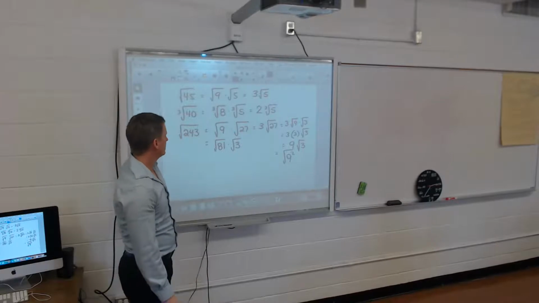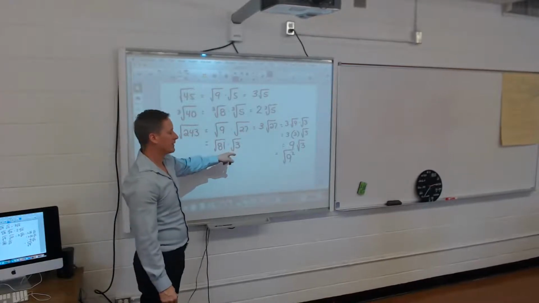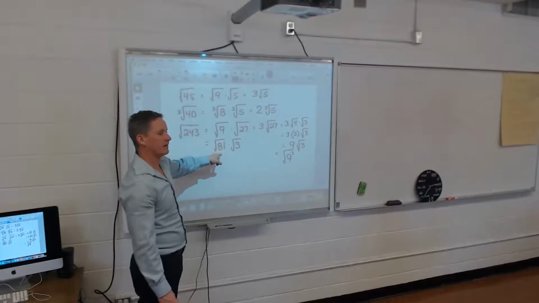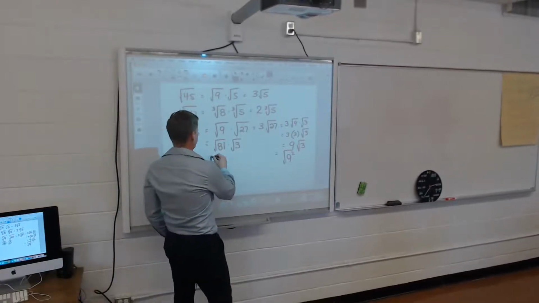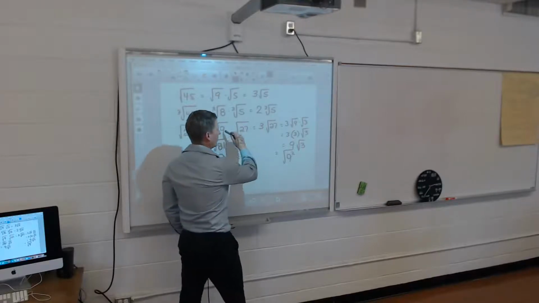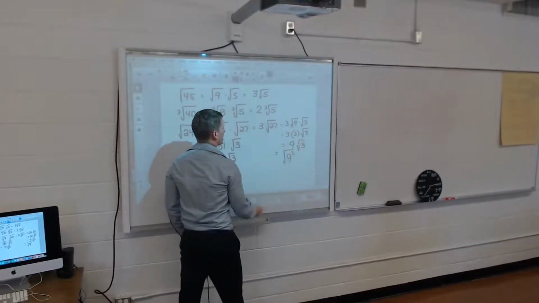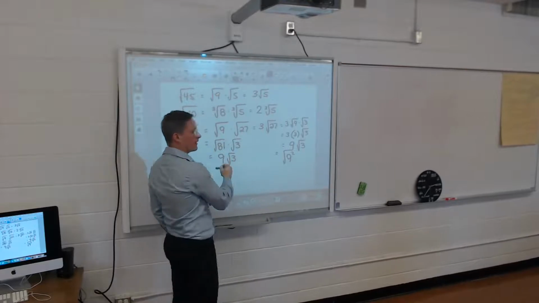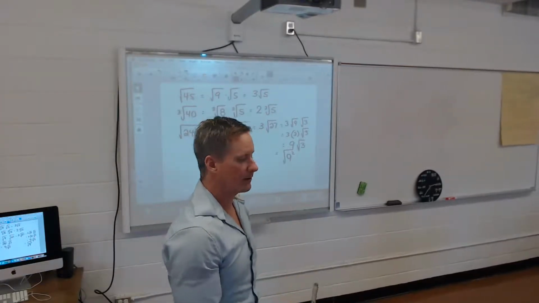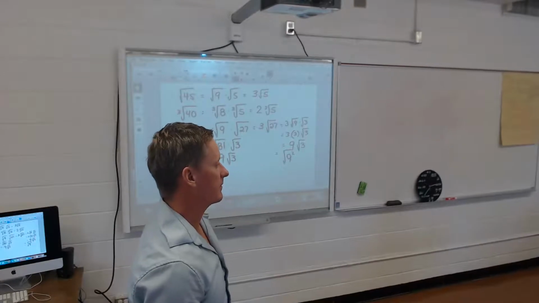Square root of 81 times the square root of 3 is 243. What is the square root of 81? 9. So I could go through this to get to there, or I could have done a larger perfect square in the first place and got it to work. Yes.